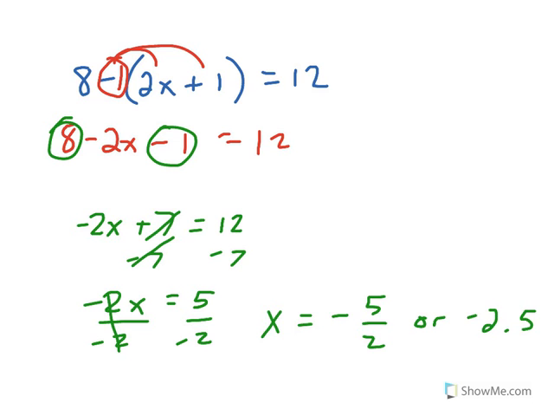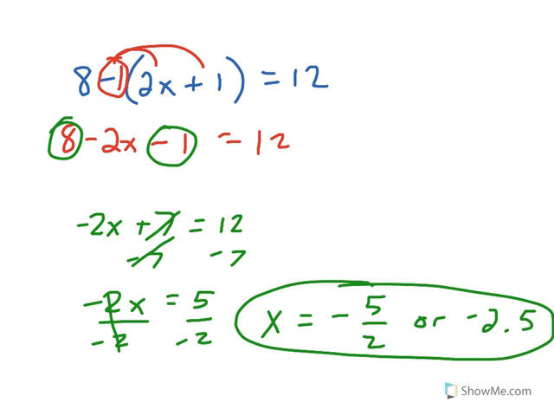-2.5. Is it okay to get numbers that are not only negative but also decimals or fractions? Absolutely. Do not assume numbers have to come out to be whole values for them to be right. And now I've solved that equation.